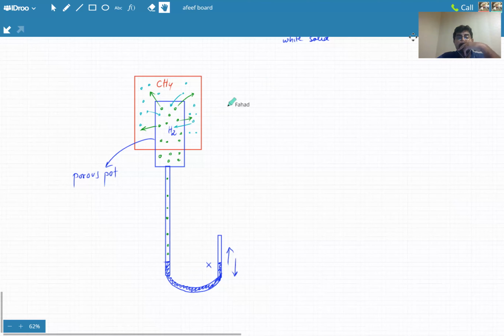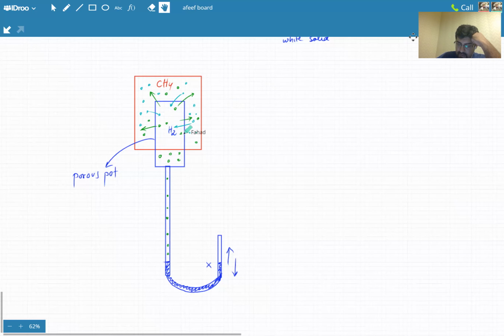Right at the beginning, as soon as you start this experiment, all the green ones, and there's a huge difference between H2 and CH4. This is 16 and this is 2. So there's a huge speed difference, right? The green ones are very, very fast, and they're going to try and move out very, very quickly. All the green ones are going to try and move out.